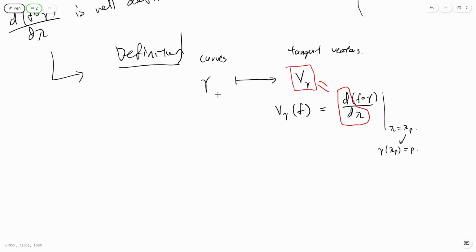Okay, that's great and all. Now we have curves and we see that there's a mapping from curves to tangent vectors, but we still want a way to add our tangent vectors together. If we have a tangent vector d over d lambda and I add it to another tangent vector d over d lambda prime, I want a way to say that this gives me some vector of sorts.